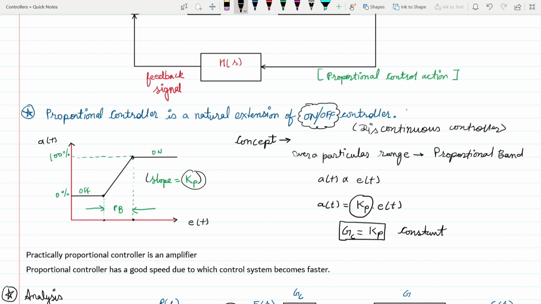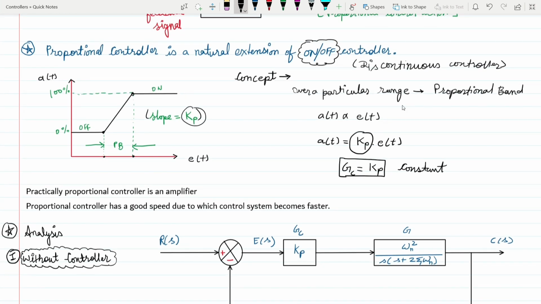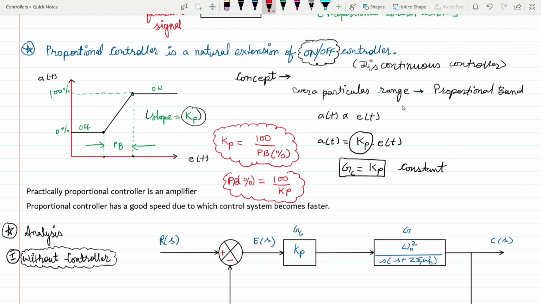One more thing, a few questions are asked on this proportional band. You can highlight this: Kp equals 100 divided by the proportional band, and generally the proportional band is expressed as a percentage. This formula is very important, and many times it has been asked in exams, like if Kp is given, what is the proportional band. You can write the proportional band in percentage equals 100 divided by Kp. These are the small formulas which you should remember while solving proportional controller questions.